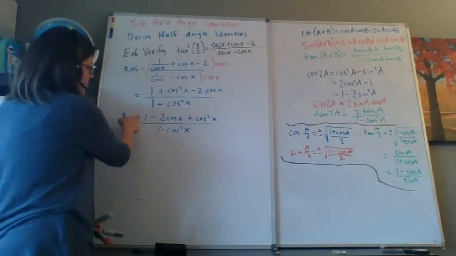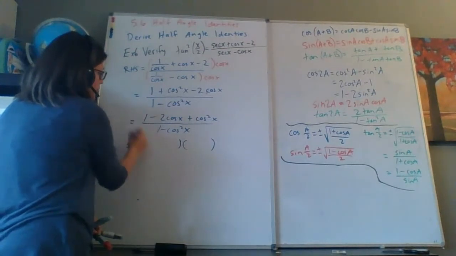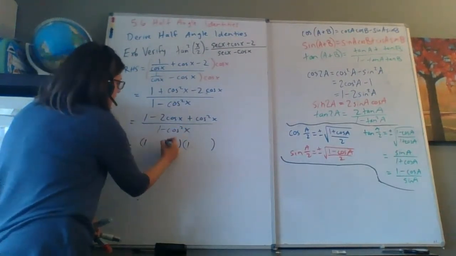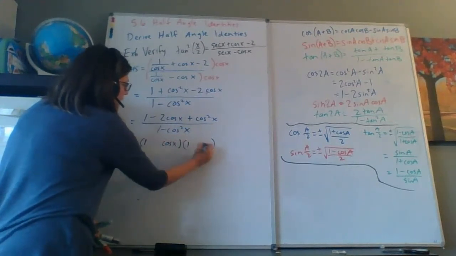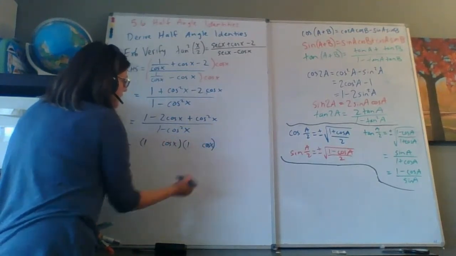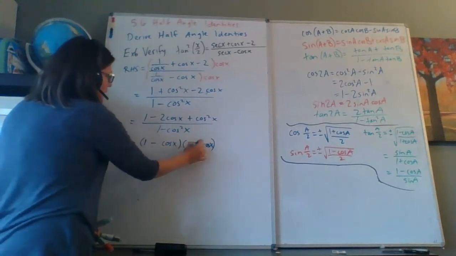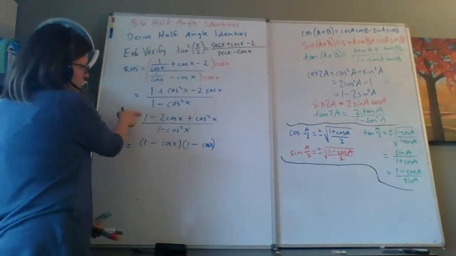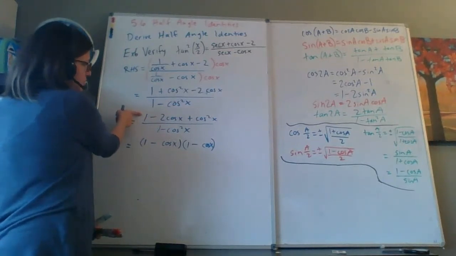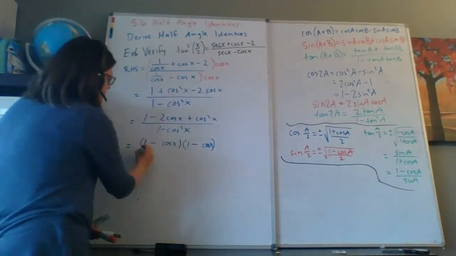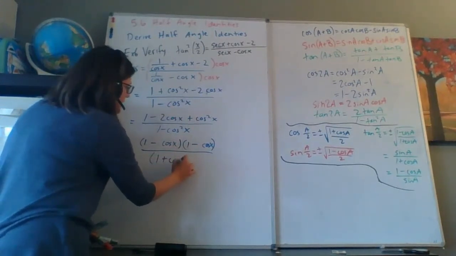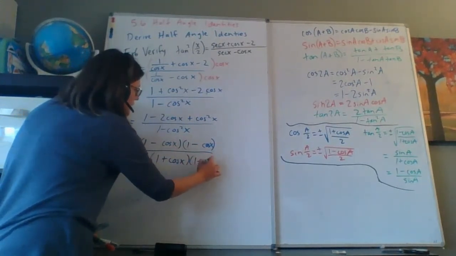Let's go ahead and factor the top. The first two terms have to multiply to 1, so that's going to be 1 and 1. The last two will multiply to cosine squared, so cosine x, and they will both be negative. And again, you could check and see that this multiplies out to give us that negative 2 cosine x in the middle. And on the bottom, we can factor that 1 plus cosine x, 1 minus cosine x.